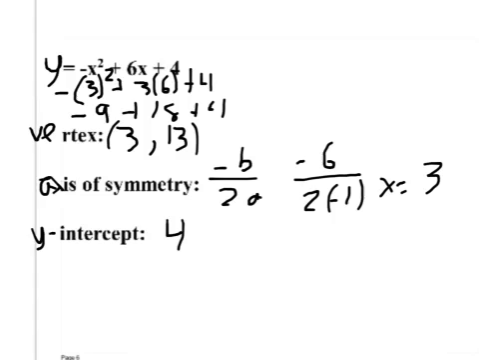That is my vertex. My y-intercept is 4. My axis of symmetry is 3. Easy enough, right?